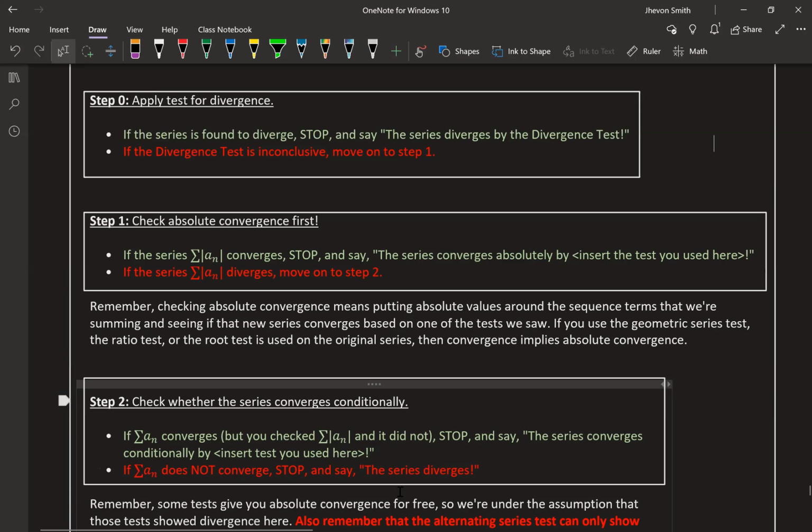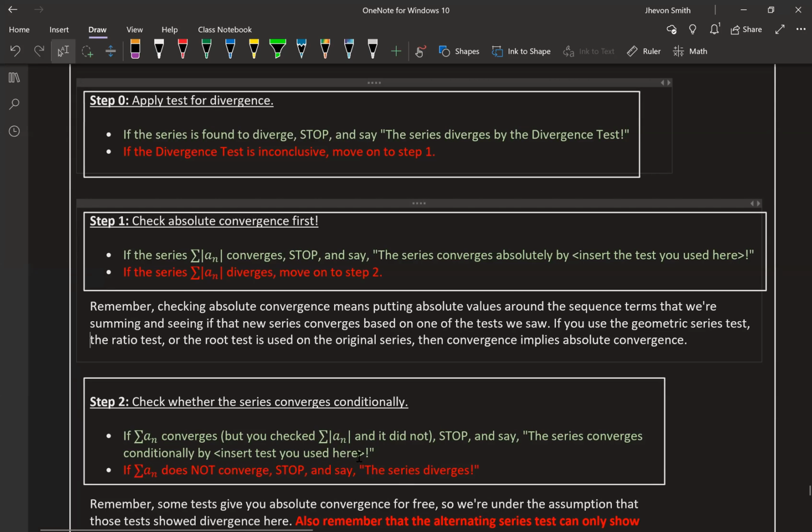Then you're going to check conditional convergence. How do you do that? Well, you remove the absolute values, and then you check the series by itself without the absolute values there. And if that converges, you can conclude the series converges conditionally. And if not, then you can finally conclude the series actually diverges. So there's a 3-step process to go through, where really the first step is step 0. It's something that you just always eyeball in your head.